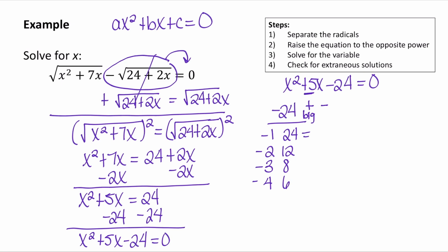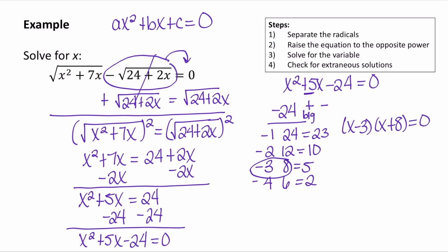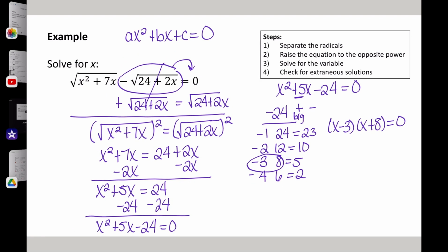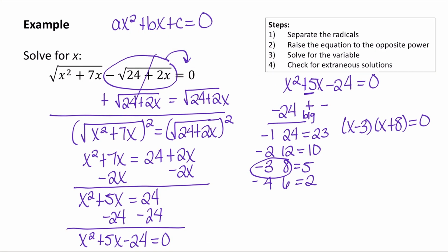So when I add up my factors, negative 1 and 24 gives me 23. Negative 2 and 12 is 10. Negative 3 and 8 is 5. And negative 4 and 6 is 2. So negative 3 and 8 is going to be the correct combination of factors. So when I write this as a factored equation, I can say that x minus 3 times x plus 8 equals 0. Now, using the zero product property, I'm going to set each factor equal to 0 and then solve.